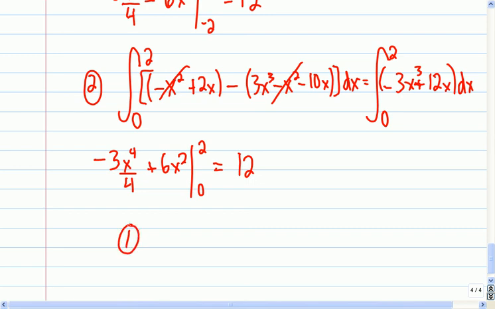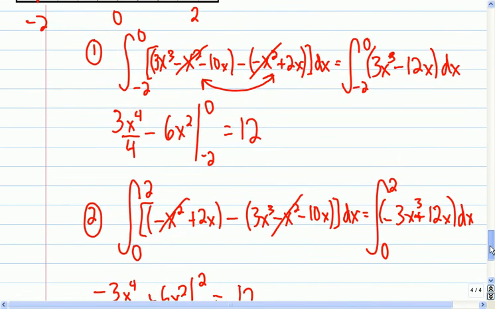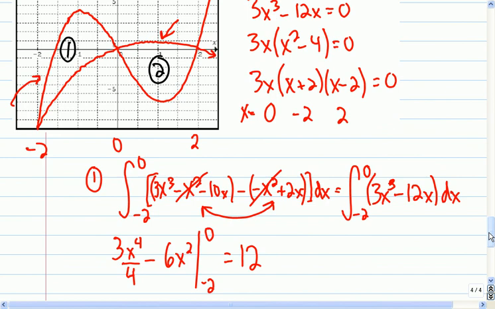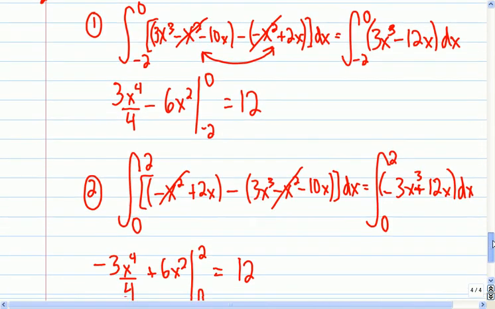So area 1 plus area number 2 is 24. And that would be the answer for the region that's bounded by these two curves here. 12 here, 12 here, a total of 24. So I'll leave it down here in case you need to copy anything else.